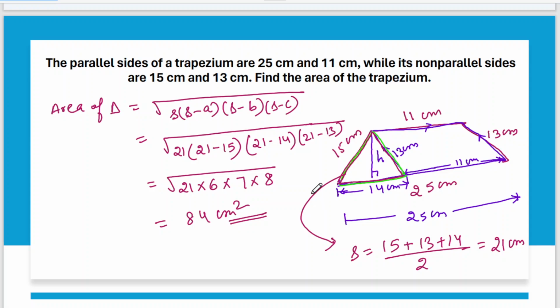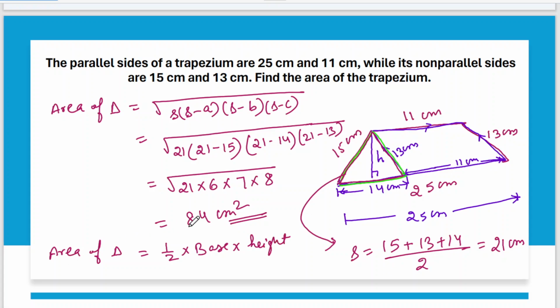And this was not our ultimate purpose. We are finding the area of the trapezium. And for finding the area of trapezium, we need sum of the parallel sides and height. So sum of the parallel sides are given. So we have to find the height. So now, if you know the area of the triangle and base, can we find the value of h? So we can use the formula as area of triangle equal to half into base into height.